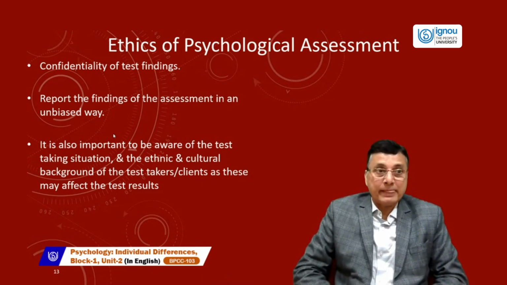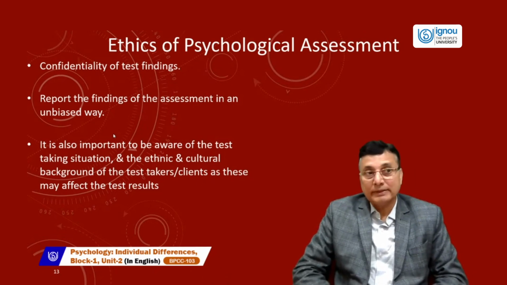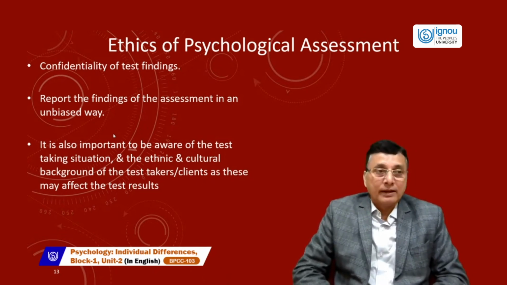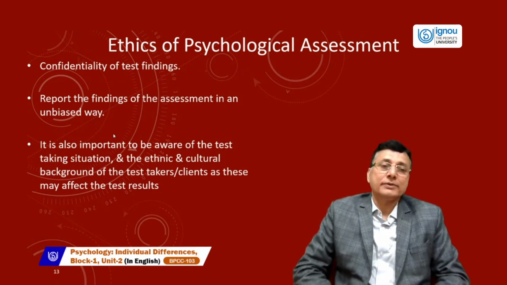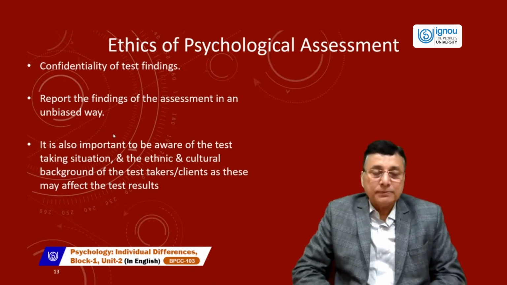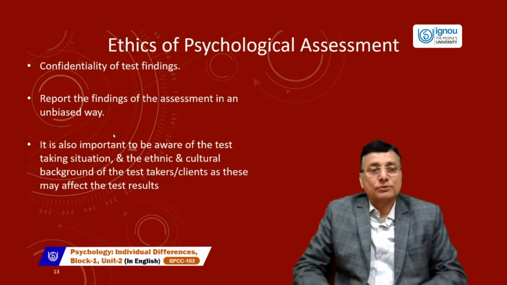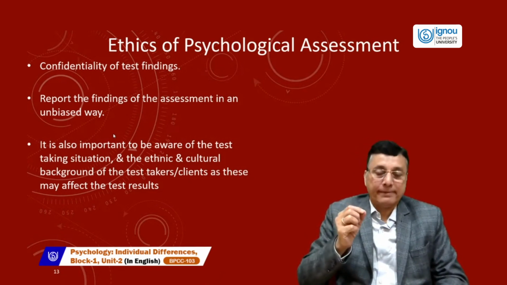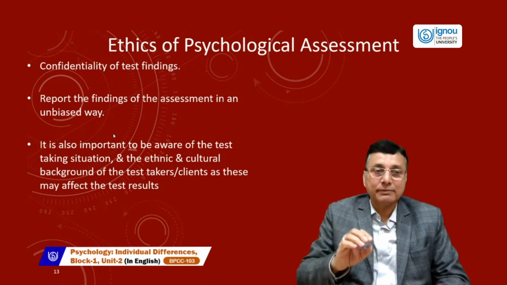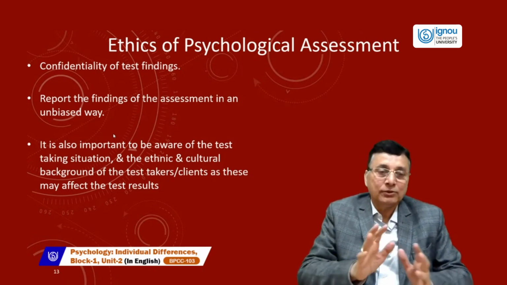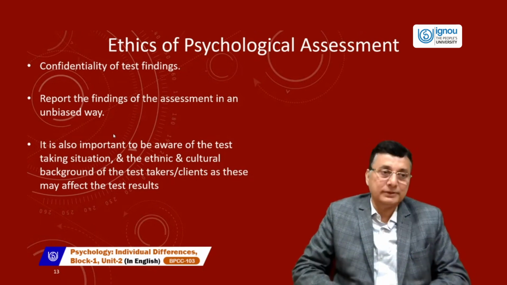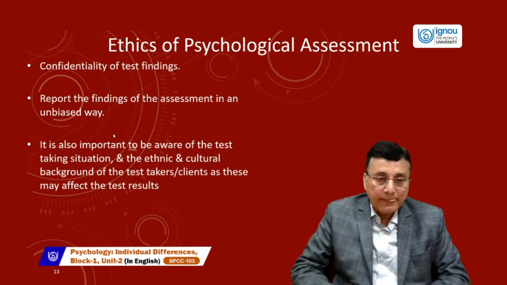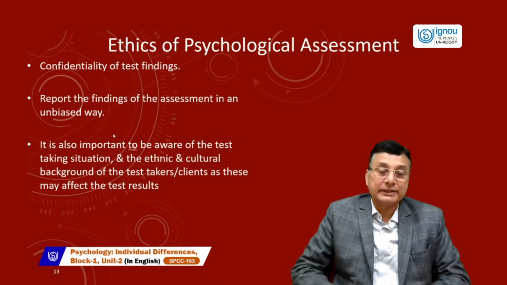Report the findings of the assessment in an unbiased way. We all know that we have prejudices and biases, and we have to work on that. If you are working on the biases, we know what type of biases we have. So while interpreting the scores, we should be unbiased. We should just follow the manual. What is written in the manual, we should follow it. No need to distort the findings or scores in any circumstances, whatever pressure you are having.